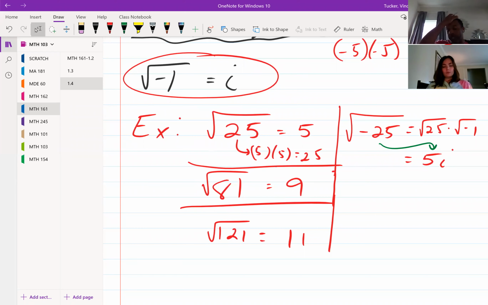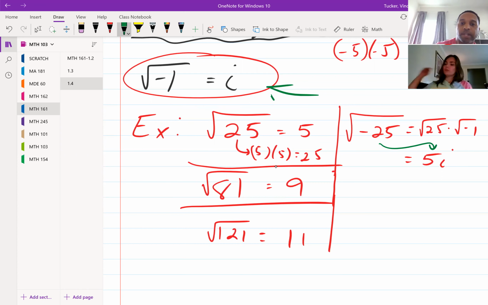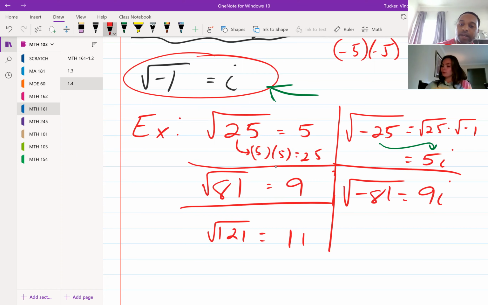So if we were to put a negative under the radical, we could break it up into the square root of 25 and the square root of -1. The square root of 25 is 5, but the square root of -1 is this imaginary i. All of our square roots of negatives can be broken down that way. So the square root of -81 will be 9i. The square root of -121 is 11i.